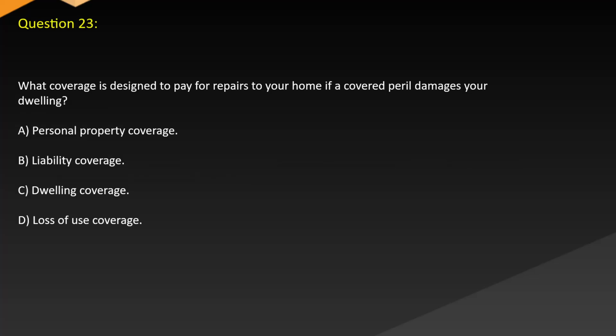Question 23. What coverage is designed to pay for repairs to your home if a covered peril damages your dwelling? A. Personal property coverage. B. Liability coverage. C. Dwelling coverage. D. Loss of use coverage.